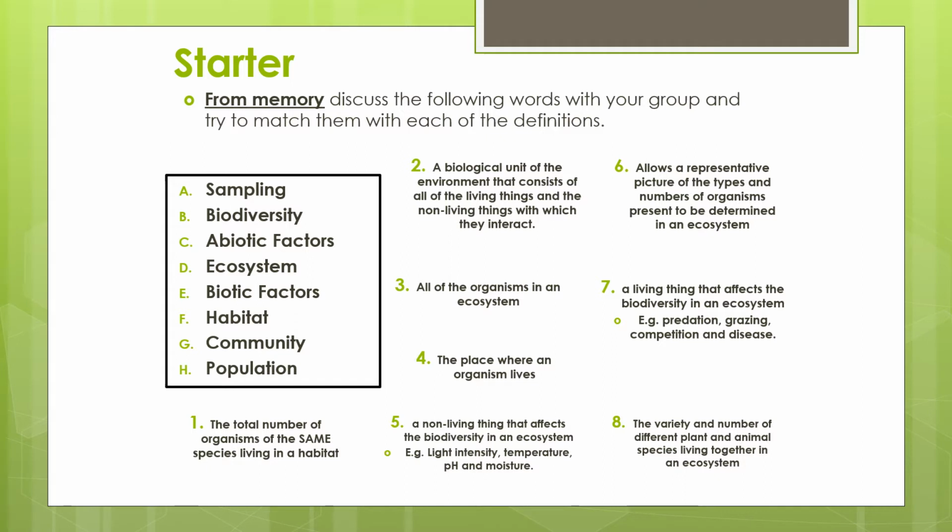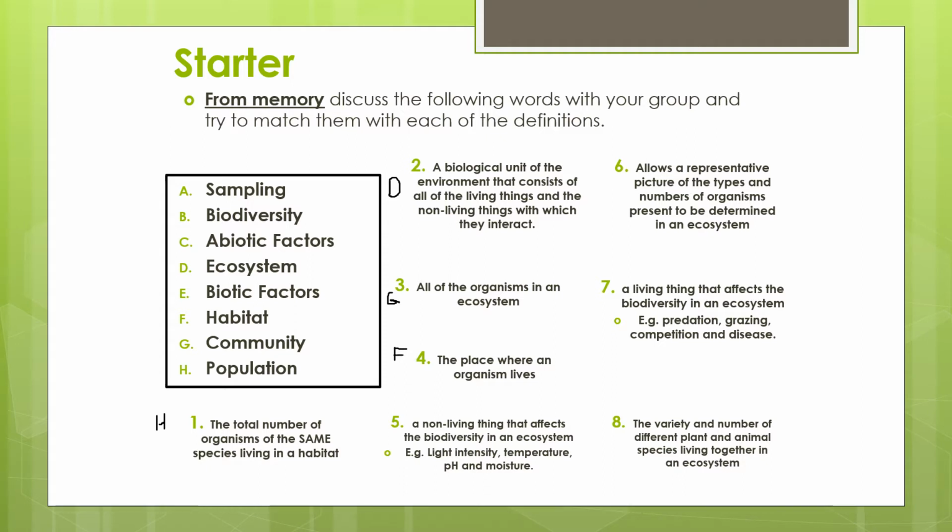So the answers are that the total number of organisms of the same species living in a habitat would be A, population. Number 2, a biological unit of environment that consists of all of the living things and non-living things with which they interact would be D, which would be your ecosystem. Number 3, all of the organisms in an ecosystem would be your community, which is G. Number 4, the place where an organism lives, which would be your habitat, which is F.